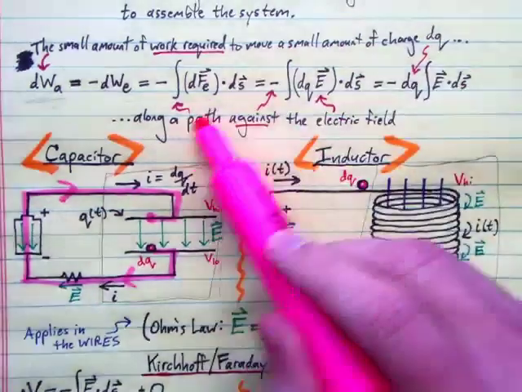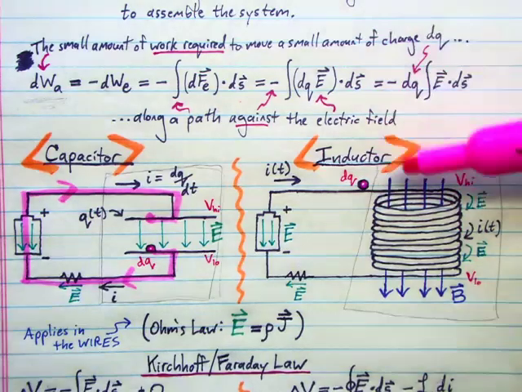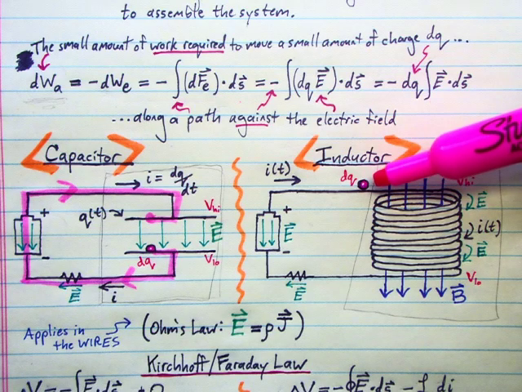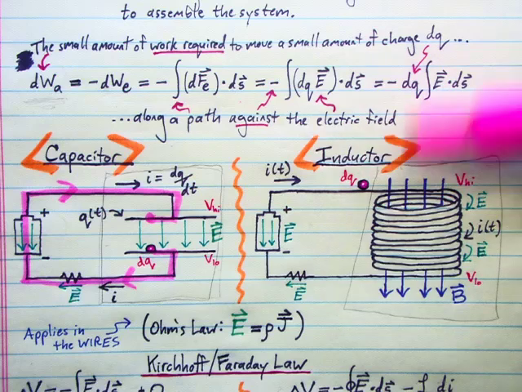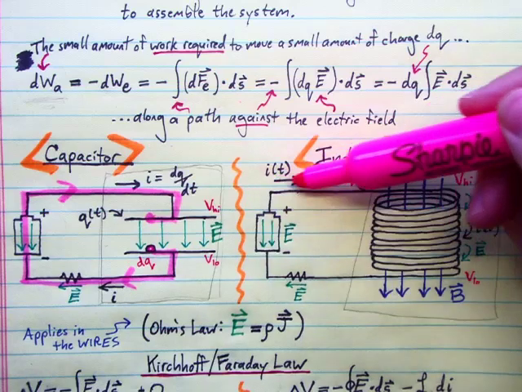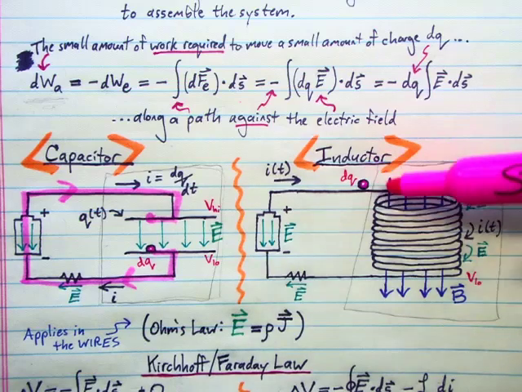So there is our path that we're moving along. Okay, for the inductor over here, let's start with some positive charge dq located up here, and we're going to imagine pushing it through the coil, through the battery, all the way back to where it started. So this path is going to be a closed path.